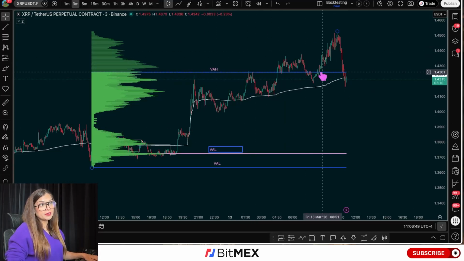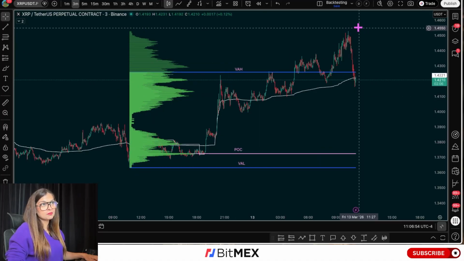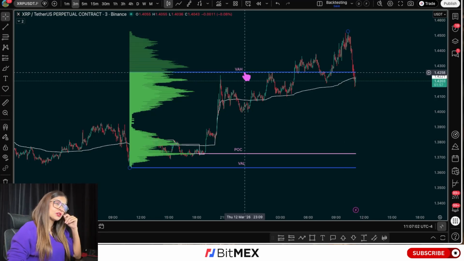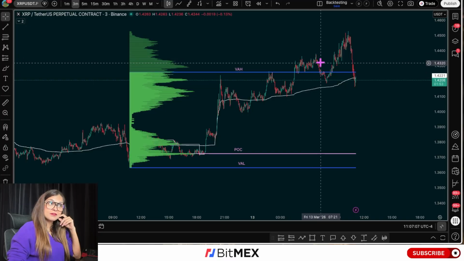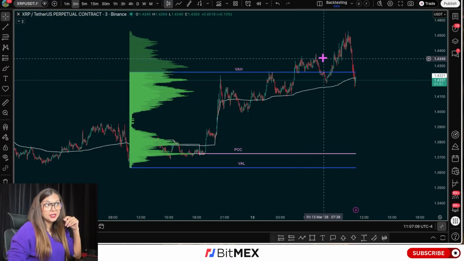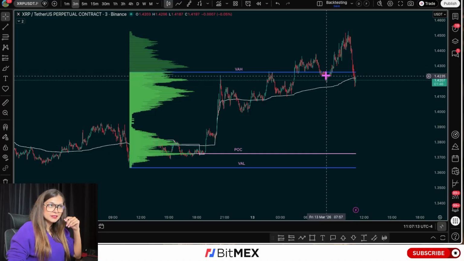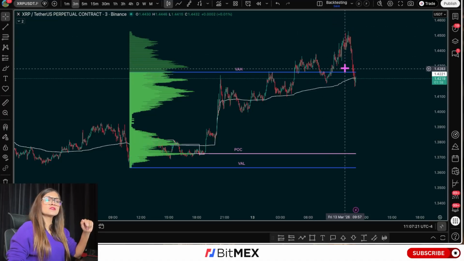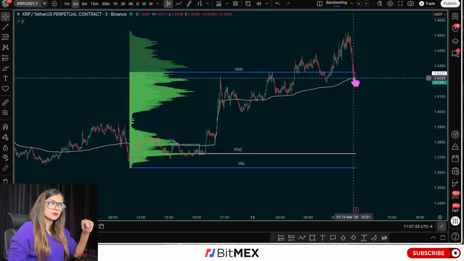And this is a great way to actually see from this range of price what price could possibly do. What usually happens is that price will sweep the value area high, or it will break through the value area high. Then it will retest the value area high, okay? Then it will do another sweep, okay, or another breakout of the value area high. It will come back down.